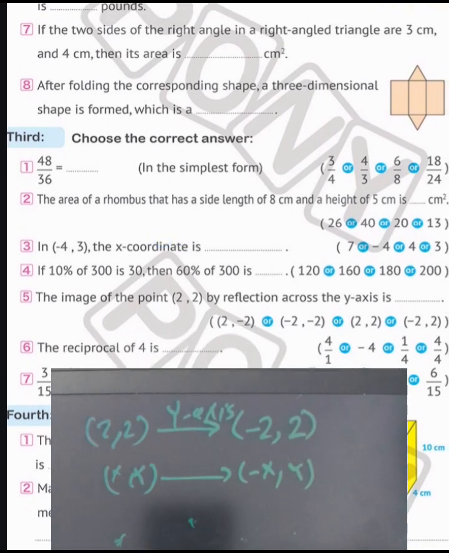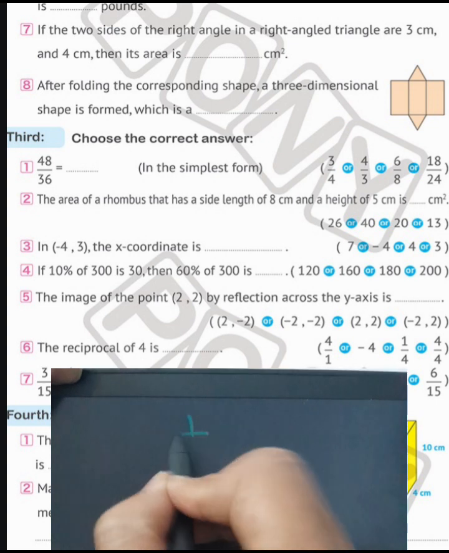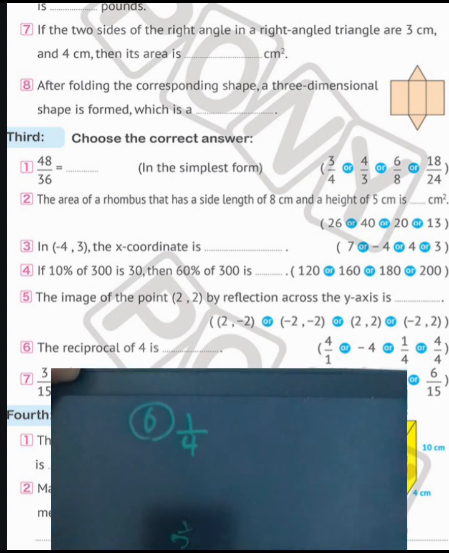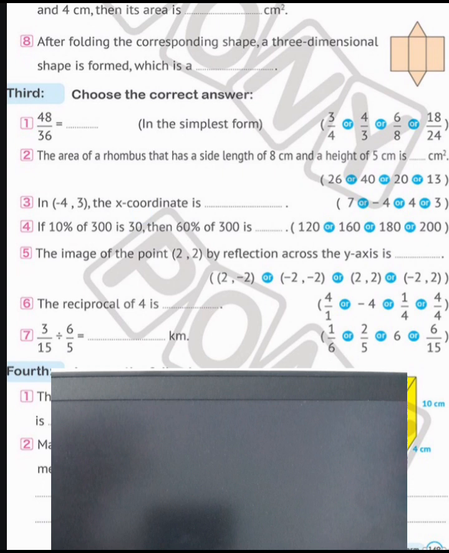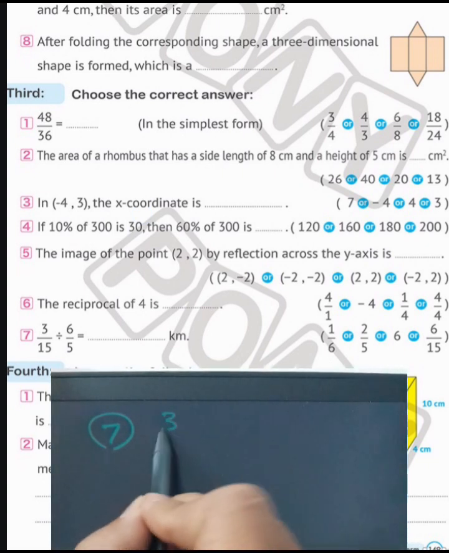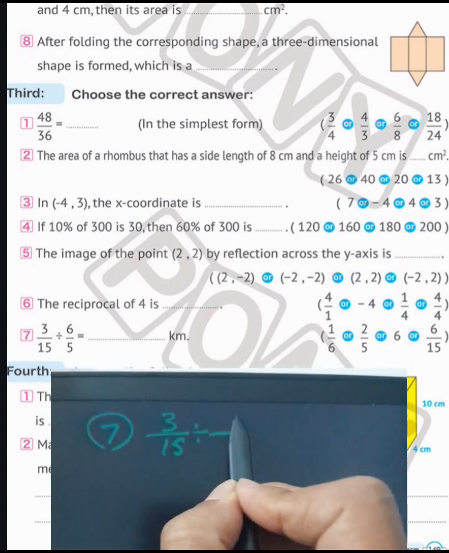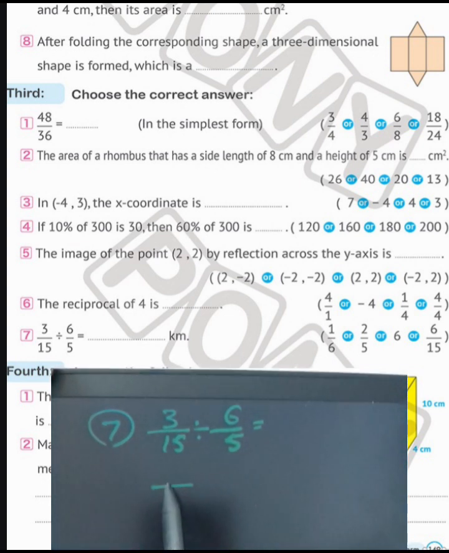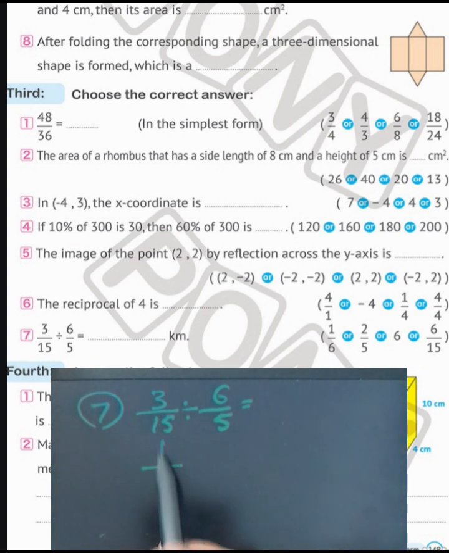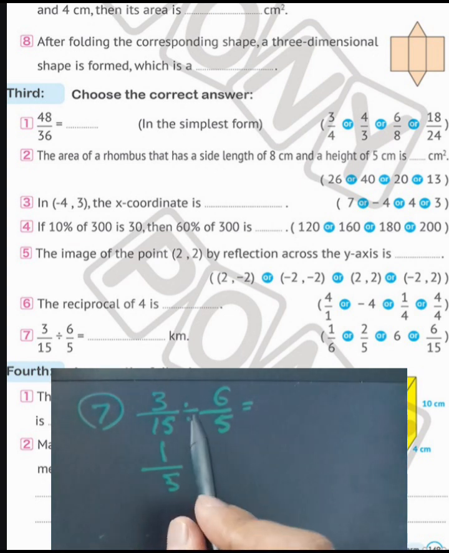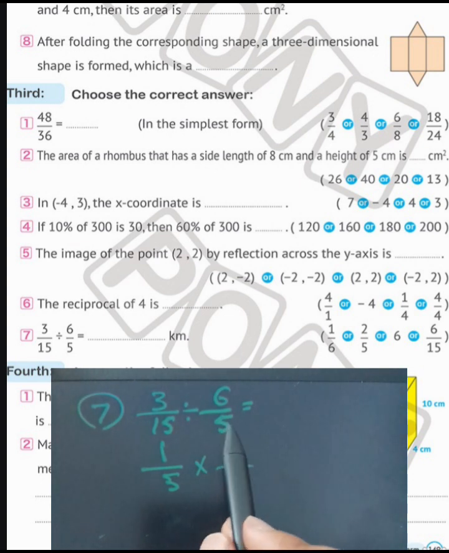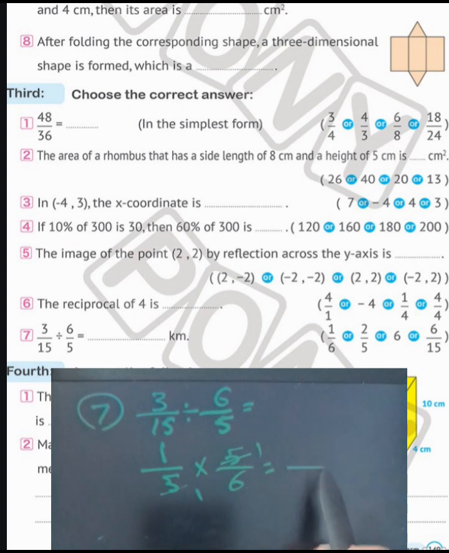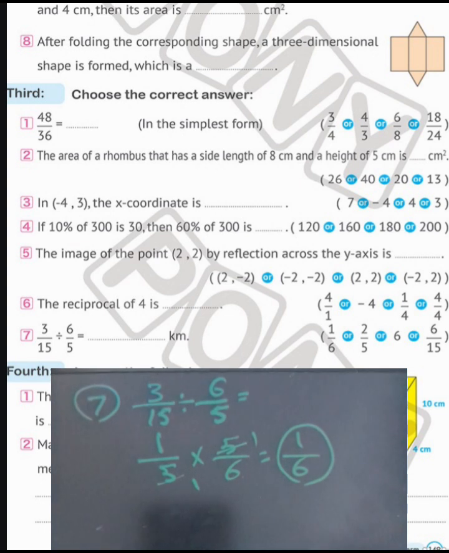Reciprocal of 4 will be 1 over 4. Question number 6, write 1 over 4. Question number 7, we have 3 over 15 divided by 6 over 5. We can simplify 3 over 15 by dividing numerator and denominator by 3. 3 divided by 3 equals 1, 15 divided by 3 equals 5. And then convert from division to multiplication. Write the reciprocal of 6 over 5, it will be 5 over 6. 5 divided by 5 equals 1, 5 divided by 5 equals 1, 1 times 1 equals 1, 1 times 6 equals 6. Then the result will be 1 over 6.